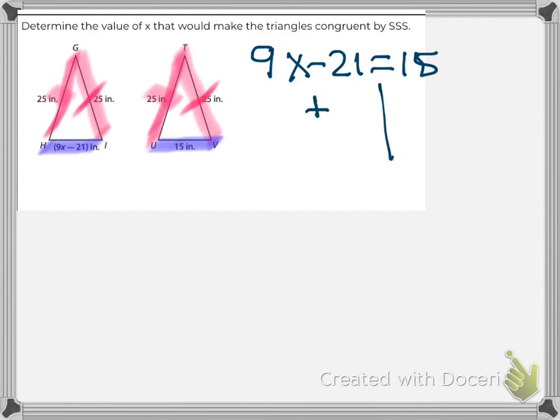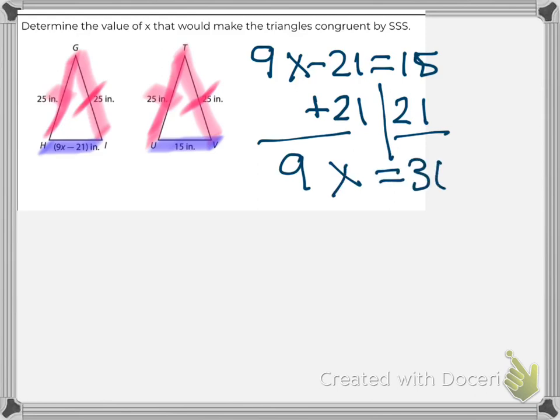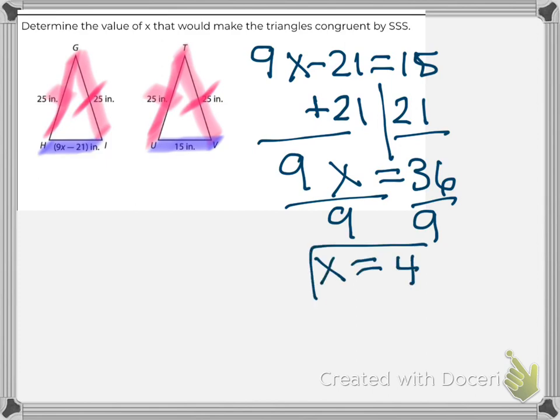So I'm subtracting 21, so do the opposite and add. Divide both sides by 9. X would equal 4. You can check your work. Do 9 times 4 minus 21 and you will get 15.